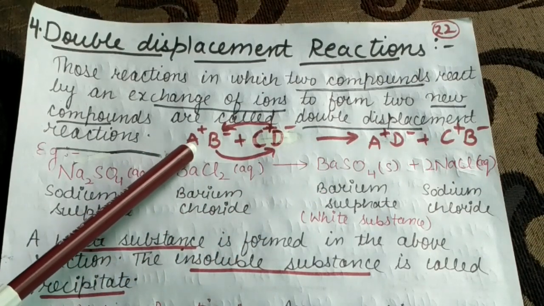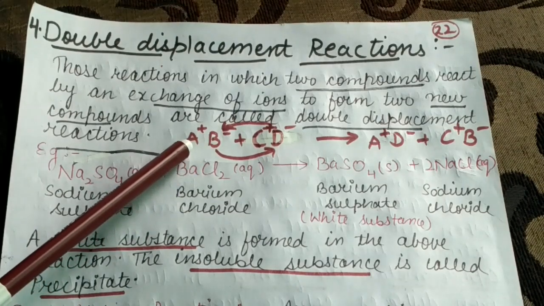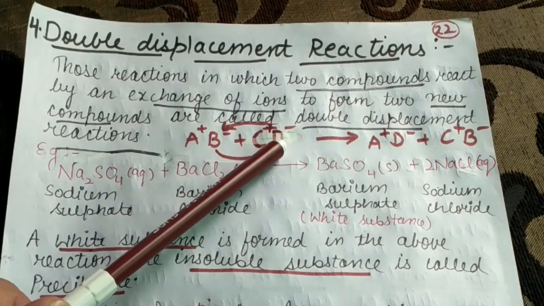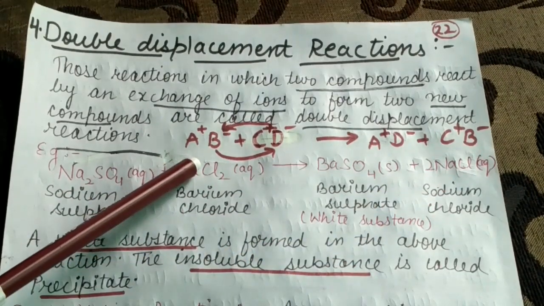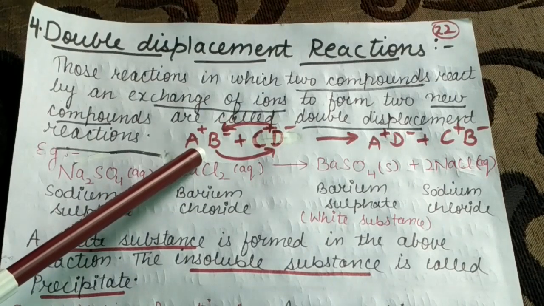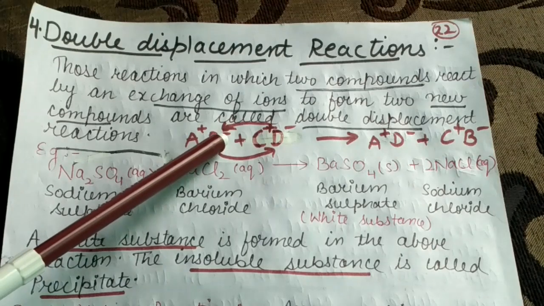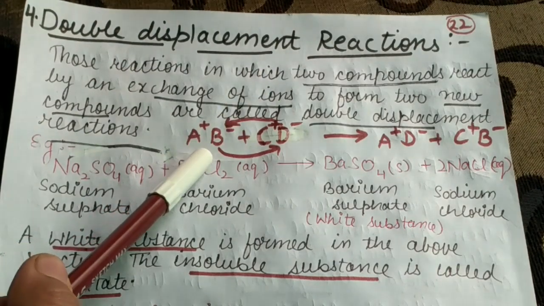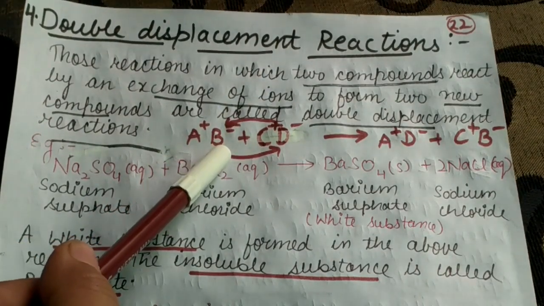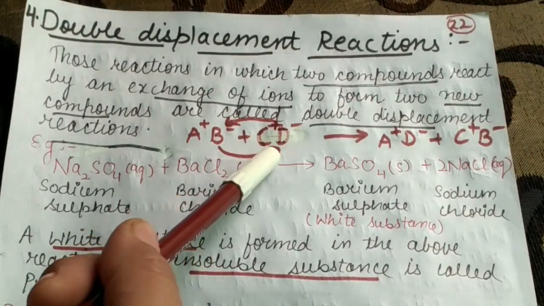See here, I have written this equation. From here it will be clear to you. I have taken one example here. You can see AB reacts with CD and there is a formation of AD plus CB. Beta, I have written this equation in an ionic form because A positive is a cation, B negative is an anion, and again C positive is a cation, and D negative is an anion.